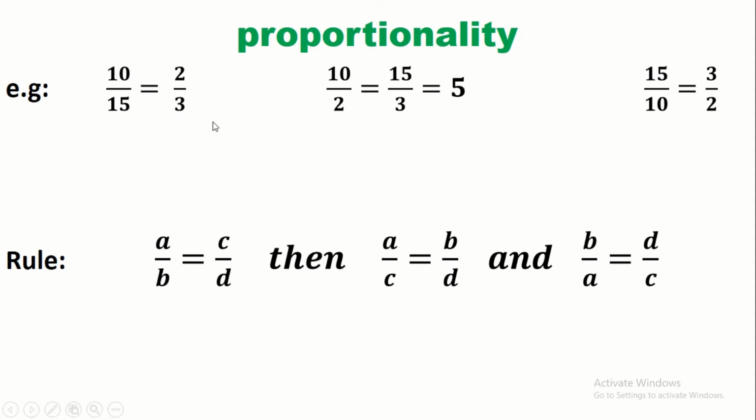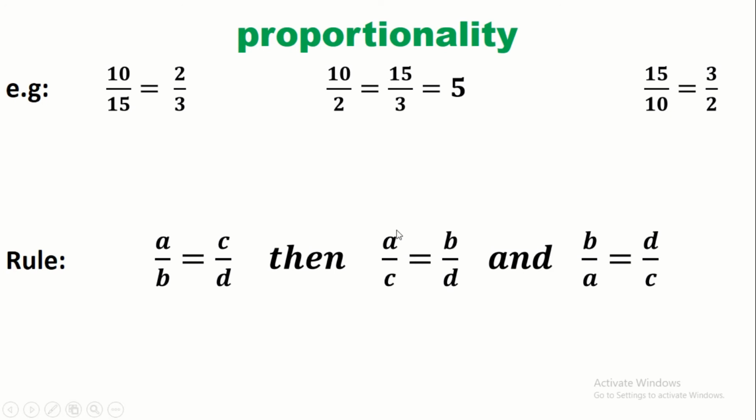Let's see if they are equal or not. If we divide 10 by 2, shouldn't it give us 5? Also 15 divided by 3 gives us 5. Same ratio, so they are still proportional. Here we conclude that if we have A over B equals C over D, we can directly say that A over C equals B over D. As you see here, A over C equals B over D.